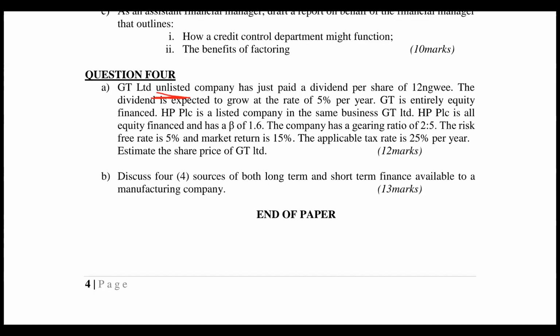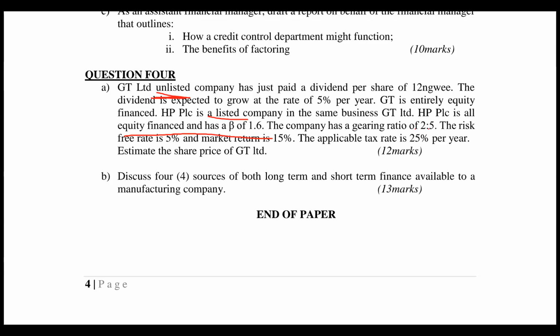HP PLC is a listed company. So there is that difference. This one is a listed company in the same business. HP PLC is all equity financed and has a beta of 1.6. The company has a gearing ratio of 2.4. The listed company has that gearing ratio. Then the risk-free rate is 5% and the market return is 15%. The tax rate is 25% per year. Estimate the share price.